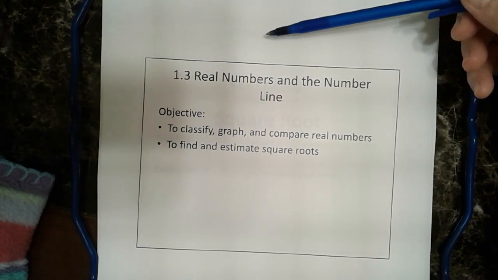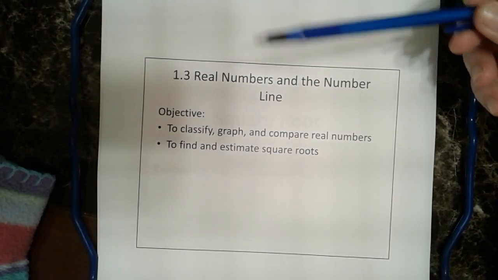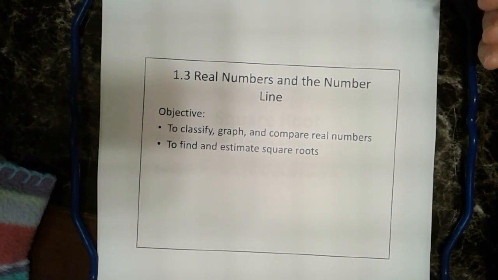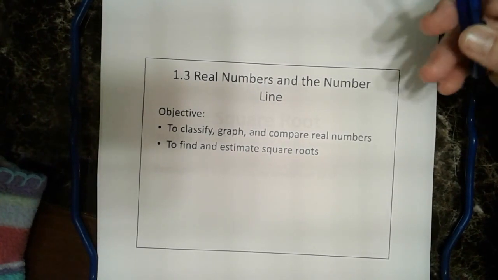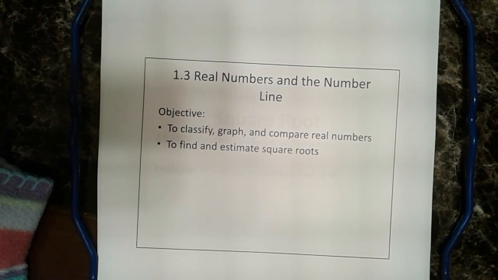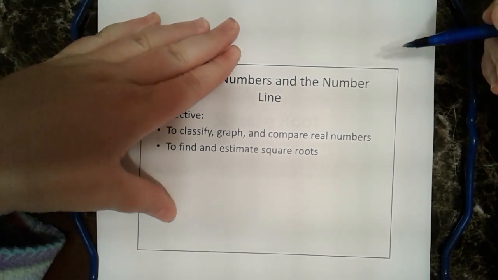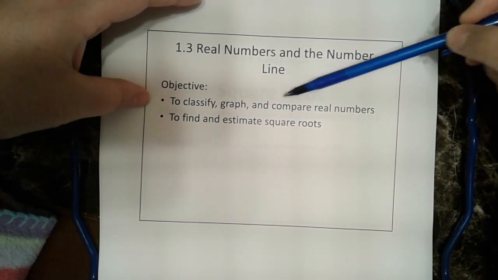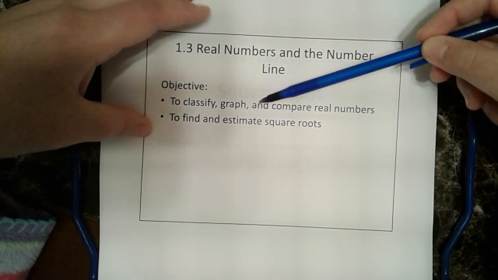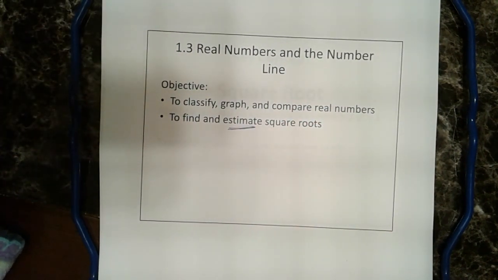So real numbers are fractions, decimals, both repeating and non-repeating. They are irrational numbers. The most common one that we're going to be talking about is pi. They are whole numbers, so 0, 1, 2, 3, 4. They are the integers, so they're the opposites as well. So we're going to be talking about all those today in this lesson. The objective is to classify, graph, and compare real numbers, and, notice this word again, estimate square roots.